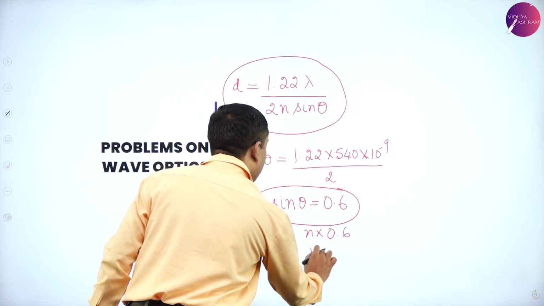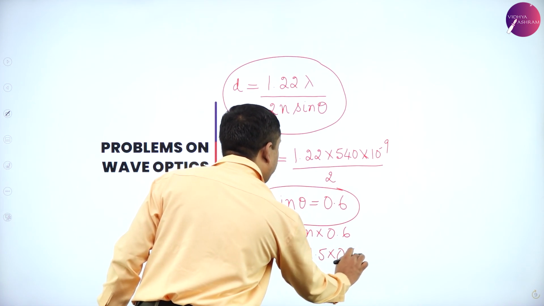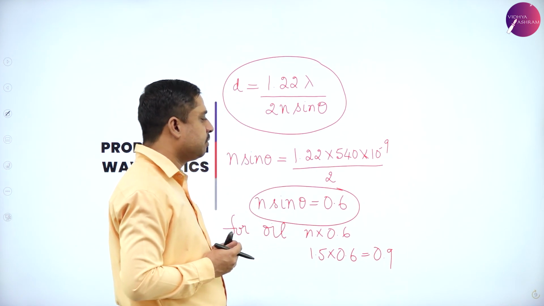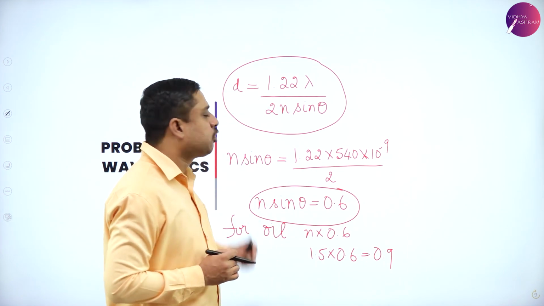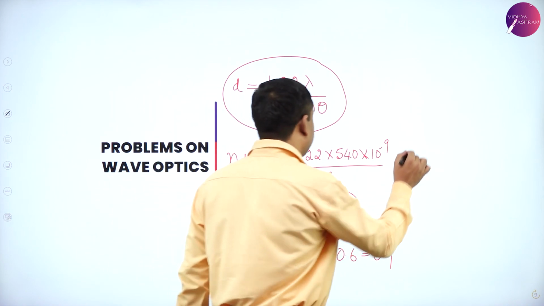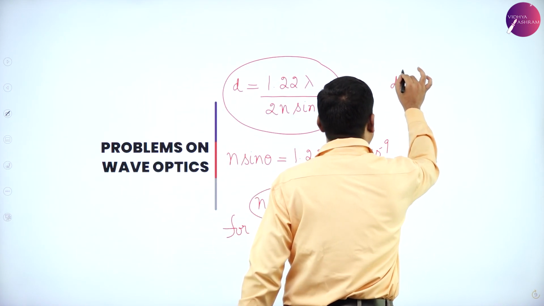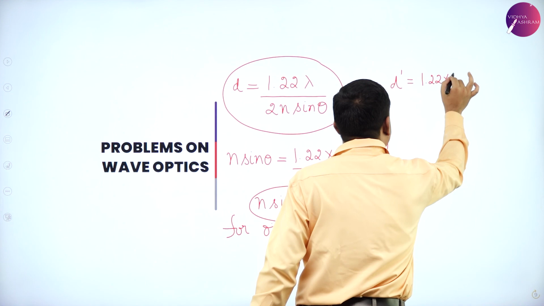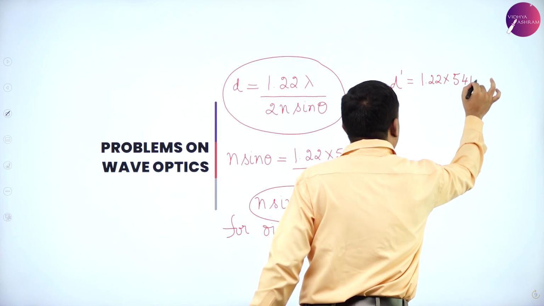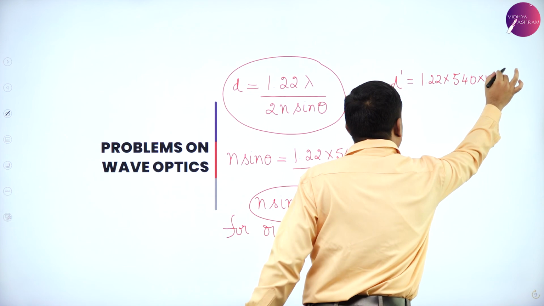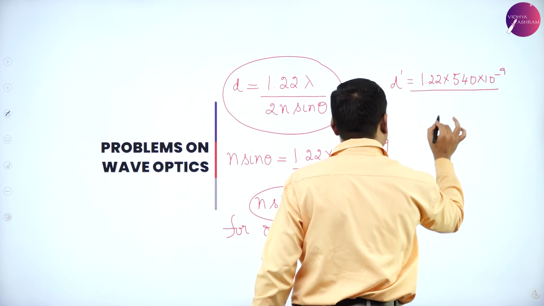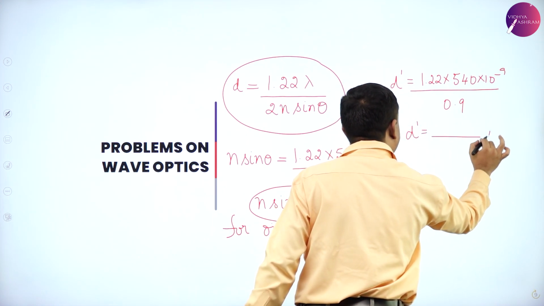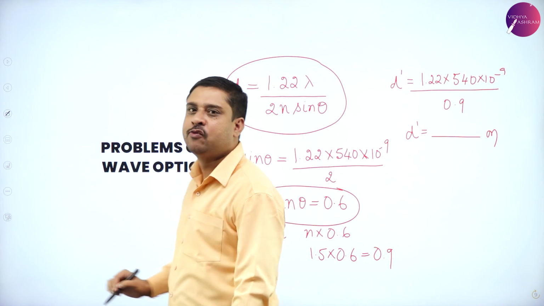Which means now, for oil, numerical aperture is n into 0.6, 1.5 into 0.6, which should be nearly 0.9. With this, now you have to calculate D, the new limit of resolution, D dash. Again, 1.22 into 540 into 10 power minus 9 divided by 0.9. So do this simplification here. So many meters will be the answer.